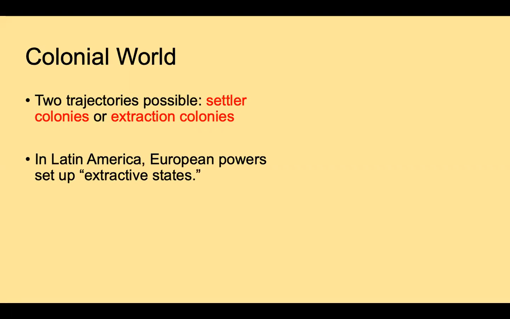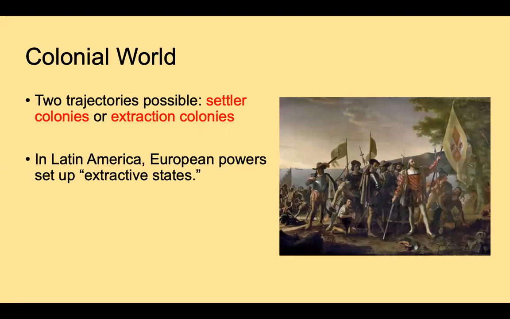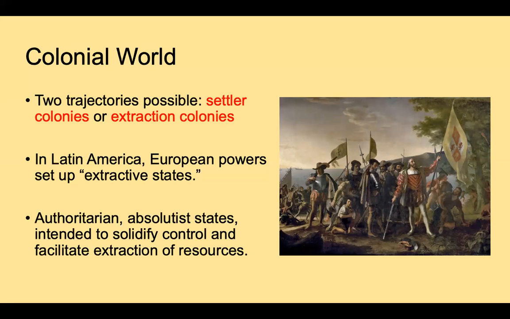And in Latin America, the European powers largely set up what we referred to as extractive states. And these were authoritarian, absolutist states that were intended to solidify control and facilitate the extraction of resources. These were states that lacked almost completely the kinds of good institutions or the characteristics of good institutions that we just discussed. Instead, present day Latin American countries were left with extractive institutions, or with bad or predatory institutions. And these institutions were set up primarily to facilitate the extraction of precious minerals and the accumulation of resource wealth in the hands of the Spanish and the Portuguese crowns.